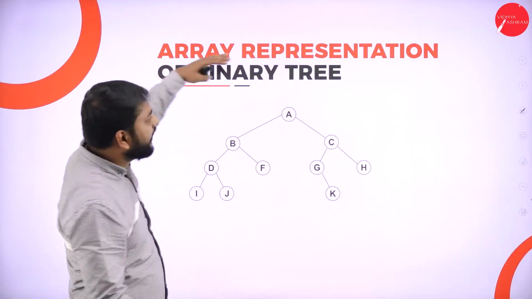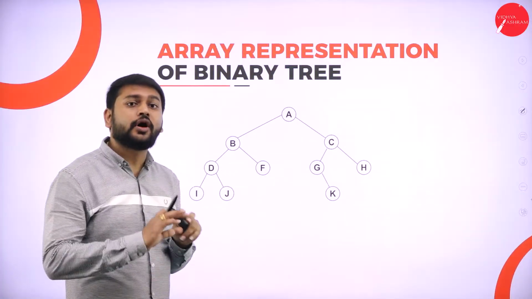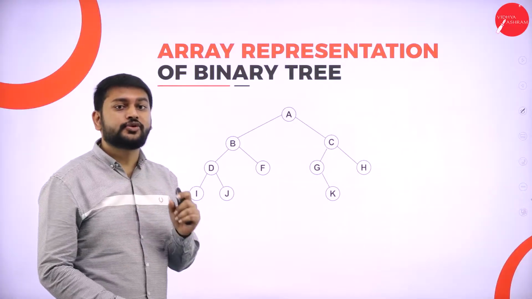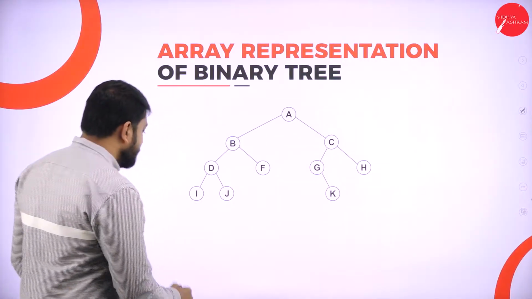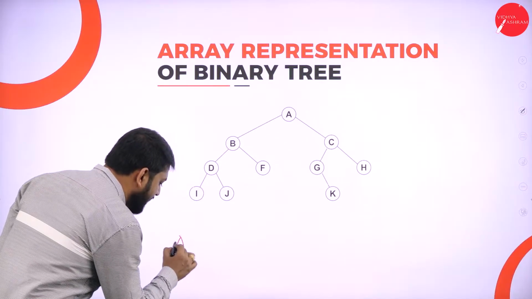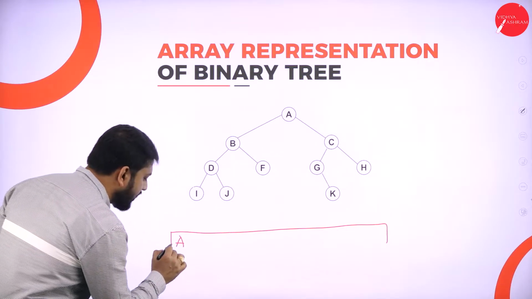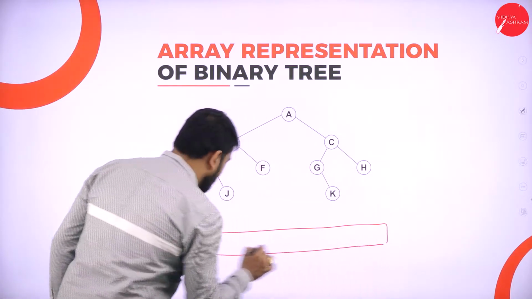Listen to me carefully. Array representation of binary tree. How do I represent this binary tree into an array? That's what we are trying to understand now. Let me start with A. Let me just write A in my array. Imagine this is my array which I'm going to write. It's very simple.